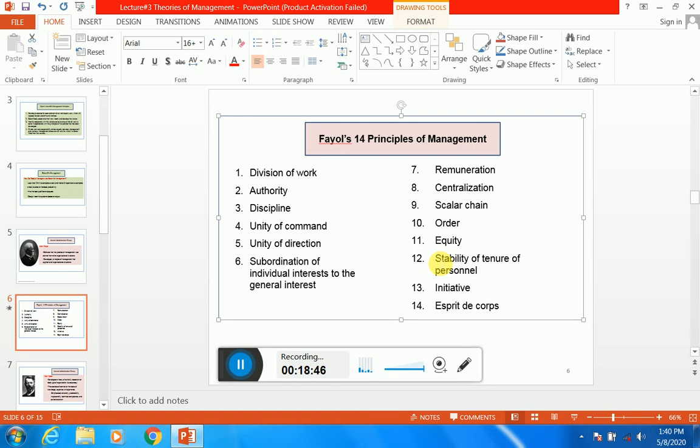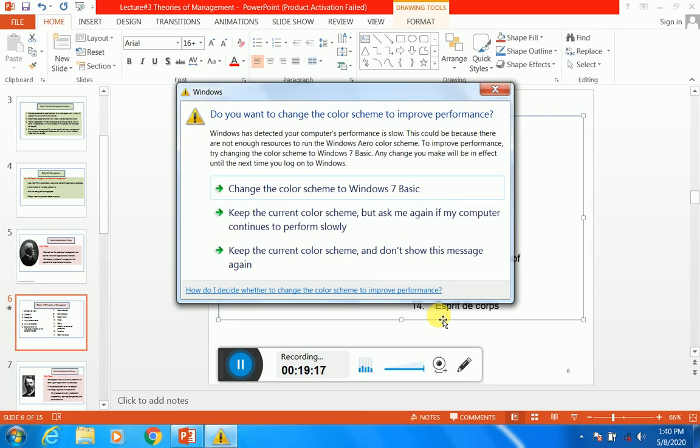The 13th one is initiative. Initiative means every time management should back up the employees so that they are able to take initiatives. The ideas that employees come up with should be welcomed and encouraged. And the last one is spirit de corps. Spirit de corps simply means harmony and coordination among the employees. So there will be coordination between your departments, and between your employees. Simply stated. Hope you got a bit of an idea.